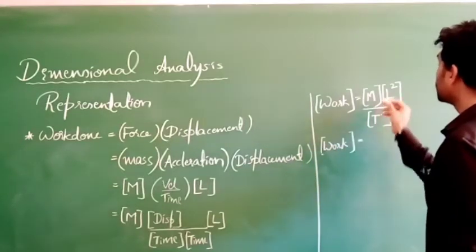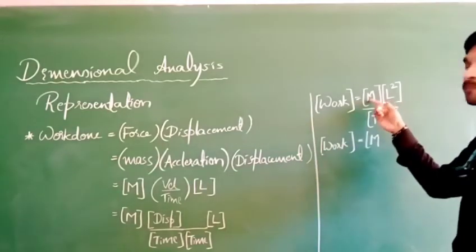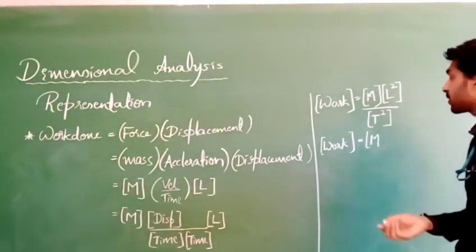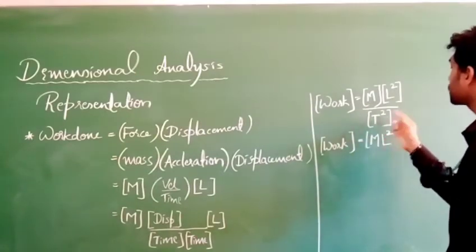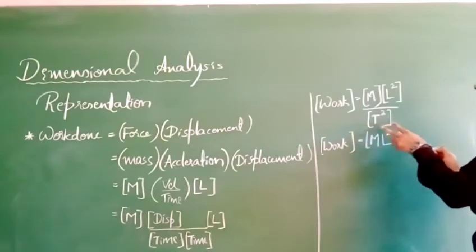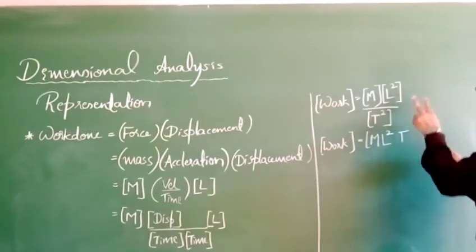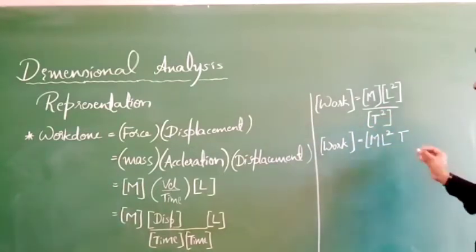Clear? So now finally how can I write this dimensional formula for work? This is m. You can write it as simply m or m power 1. Okay, m. Next, this is L square. Next, this will be coming to numerator. This t factor we are going to write in numerator only. That's why t to the power of 2 will become t to the power of minus 2.